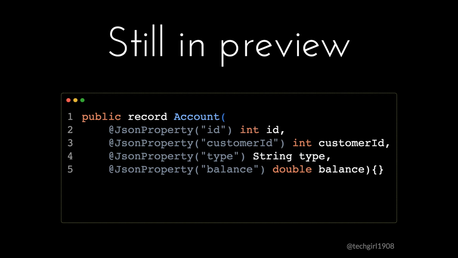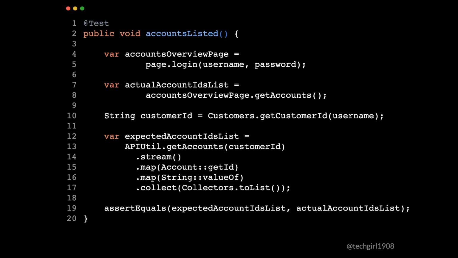For example, the Jackson library is used to deserialize that JSON response into this record. However, the Jackson library doesn't officially support records yet. So as a hack, you'll need to explicitly bind each field to its respective JSON property. And when and if records become permanent, I'm sure Jackson will provide support so that the explicit binding is not necessary. Next, I want to show you text blocks.